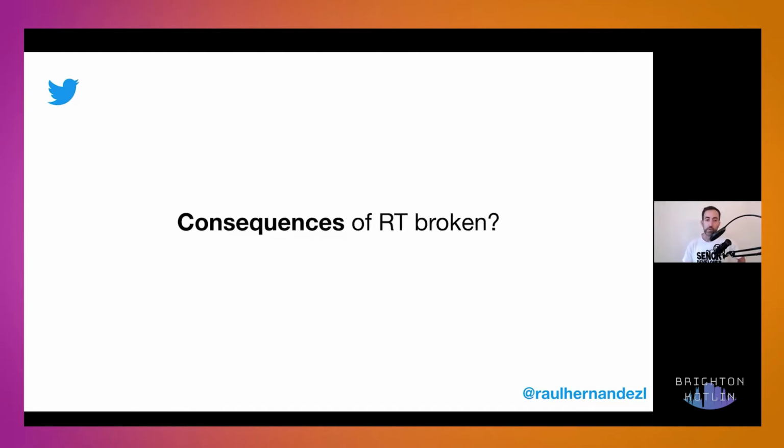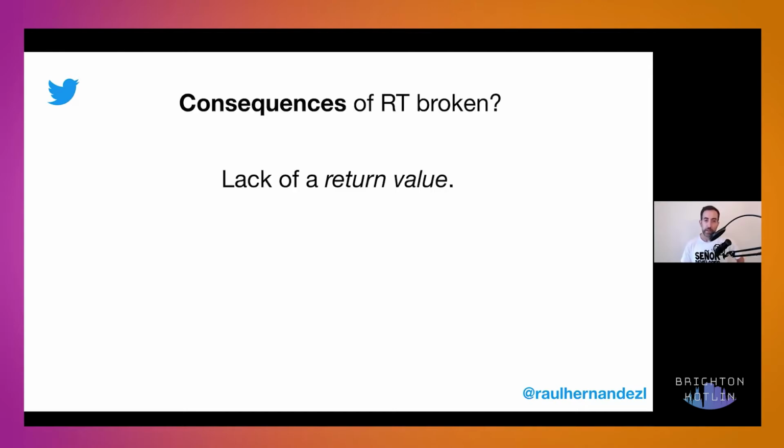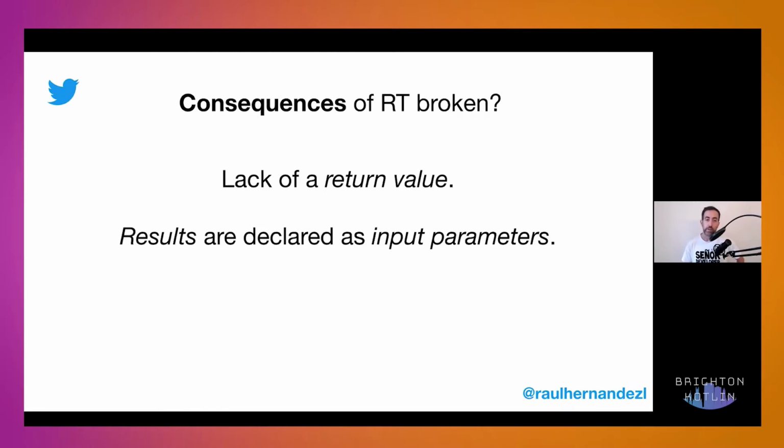So do we have any consequences of breaking referential transparency? Yep. If we think in callbacks, we don't have a return value. That's the first thing. Second, callbacks use other callbacks as an input parameter. So that means that when we go to the next callback, we need the previous callback to have something to pass as an input parameter. So this doesn't really make sense if we think about making this principle work for us.